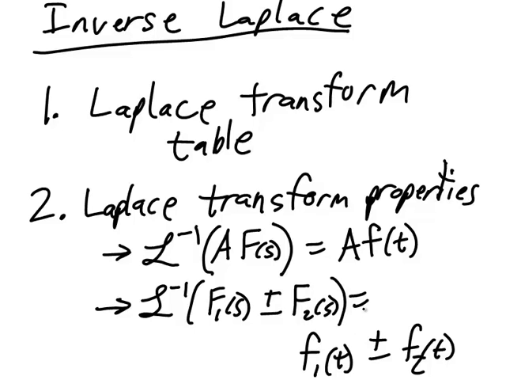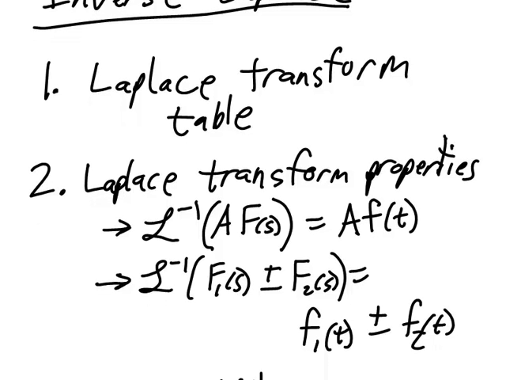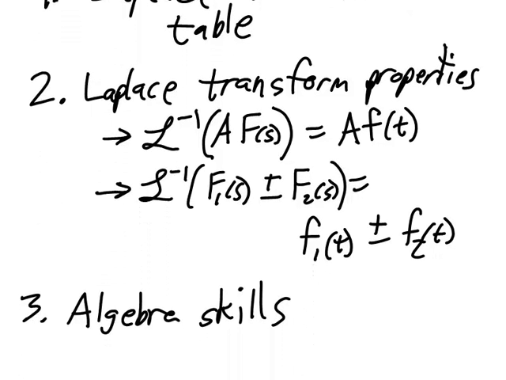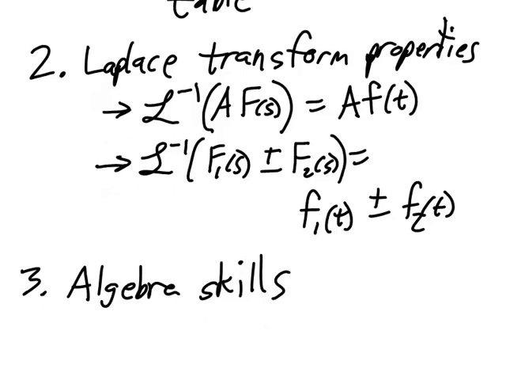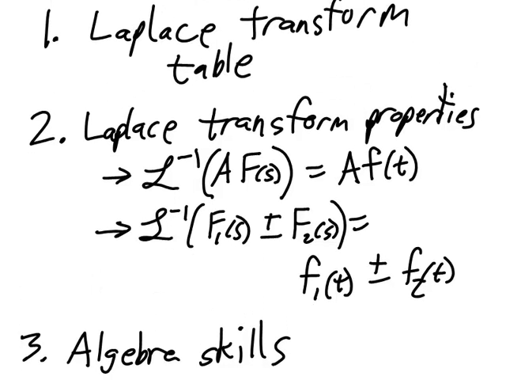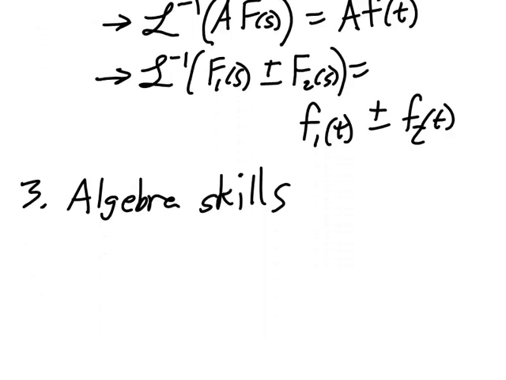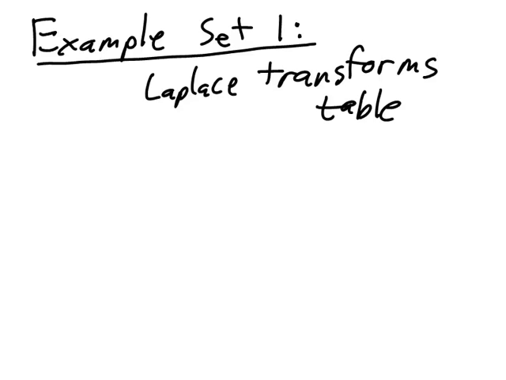I'm going to start with some easy examples where we only need to use one or maybe two of these skills, and I'll end up with a more difficult example that requires us to use some algebra as well as using the properties and the Laplace transform table all together. In this first set of examples, I'm going to show you some problems where all we need to use is the Laplace transform table to do the problem.